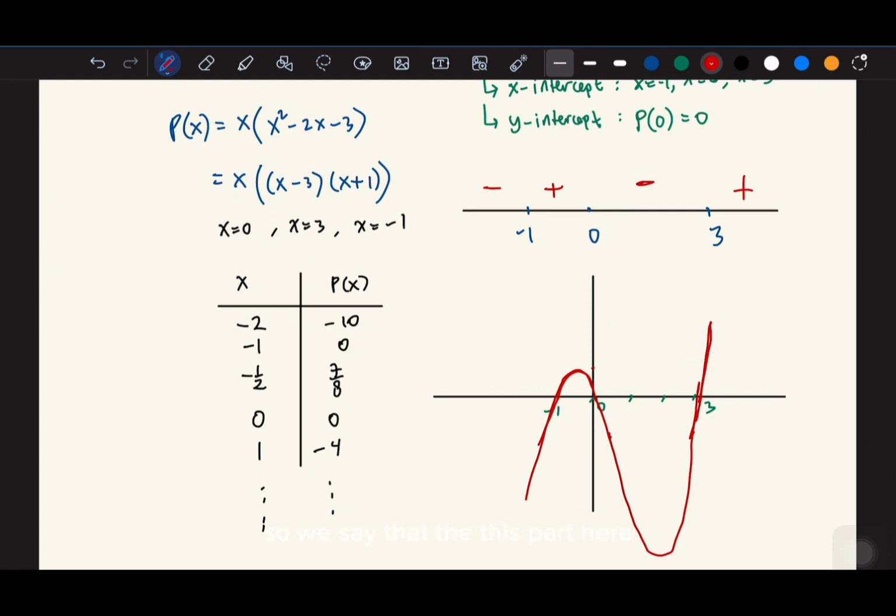Okay. So we say that this part here, we call this the local max. We call this the local min. Why do we call that local? Because it doesn't really show you the lowest point. It has a behavior like this, and it has behavior like this. But it doesn't mean that this is the highest one, and this is not the lowest one, because in here, we're getting negative infinity if we take the limit. This is also getting larger and larger.